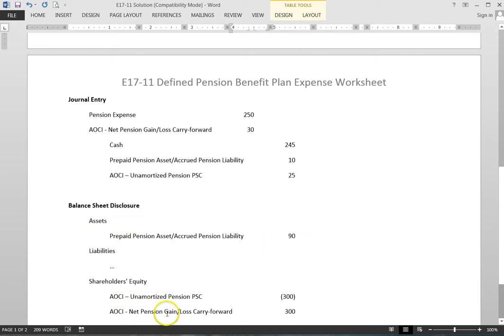And then I would show my 2 AOCI accounts. One is unamortized prior service cost. That is a debit balance account, and so it appears as a negative to shareholders' equity. And then the gain carry forward is going to also have a $300,000 balance, but it is a positive. It's a credit balance account. So that's the solution for exercise 17-11 in the Spiceland textbook.